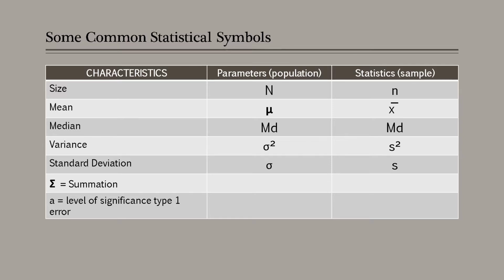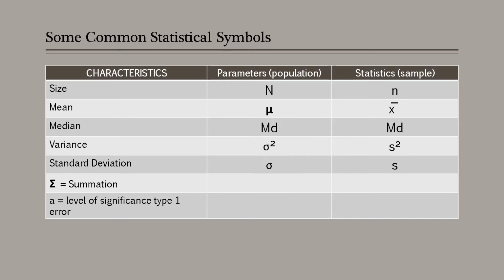In order to come up with answers to research questions, the collected data need to be analyzed with appropriate statistical tools. All these tools use some symbol one way or the other. Some of the common statistical symbols are the following. A capital N to represent the population size, whereas a small n to represent the sample size. For the mean of a population, we can use the symbol mu, and X bar for the mean of a sample.